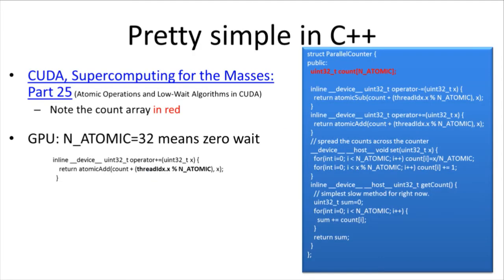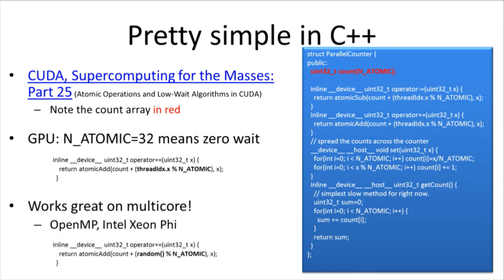So here's the actual C++ code. It's very simple. I highlighted for your viewing that we actually have a count array of integers in this case for our parallel counter. And if we set n atomic to 32, it means that we basically have zero wait when an entire warp is updating the parallel counter. Well, it works great on multi-core Intel Xeon Phi as well. For example, if you're running just with a few threads, you can do a randomize, for example. That's an easy way to do it.